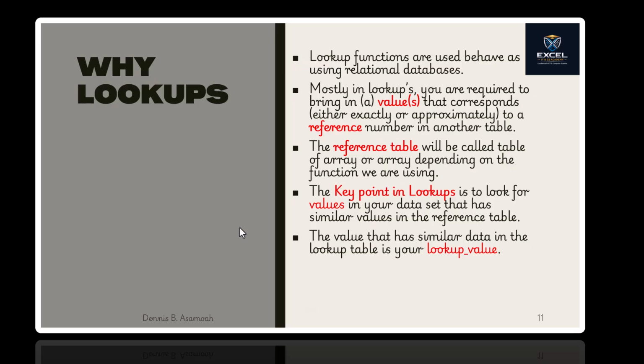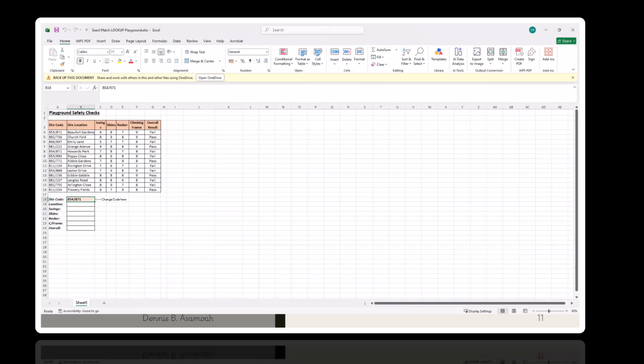The key point you have to look out for in lookups is to look for the values in your data set that have similar values in your reference table. The value that has similar data in the lookup table is your lookup value. Okay, so we have said a lot. What do I mean?